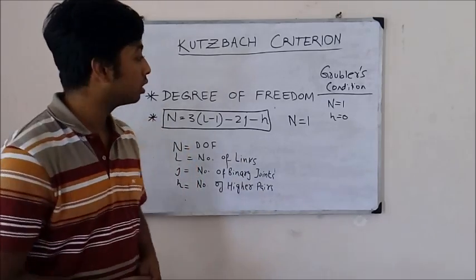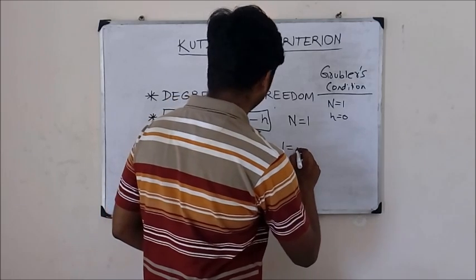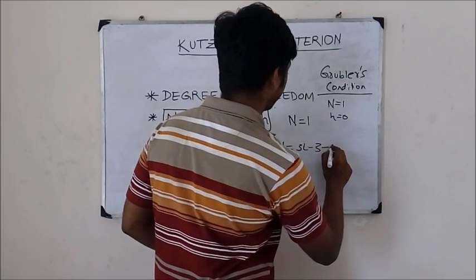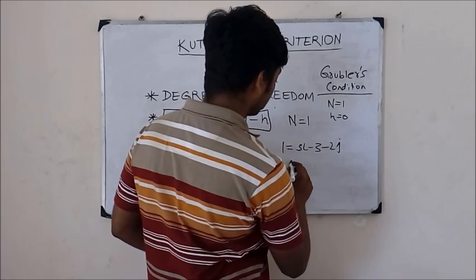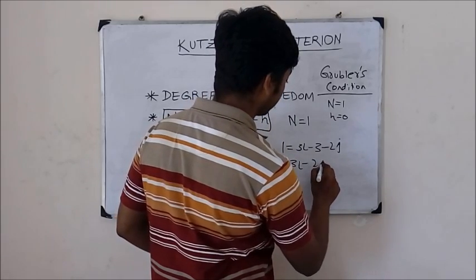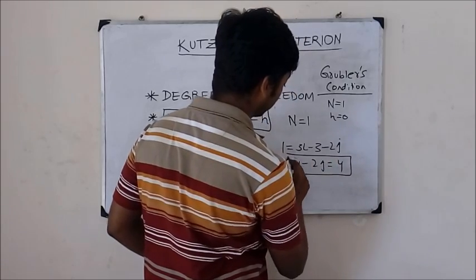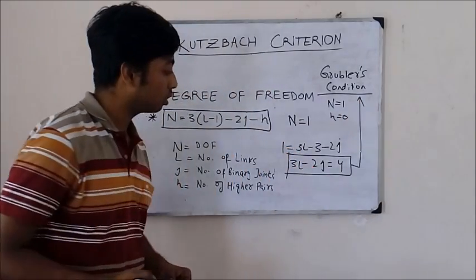Putting these values back into the equation, we get 1 is equal to 3L minus 3 minus 2j minus 0. So 3L minus 2j is equal to 4. This is known as Grubler's condition.